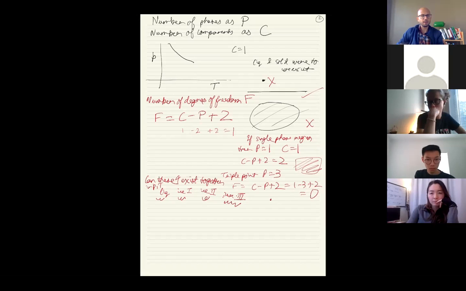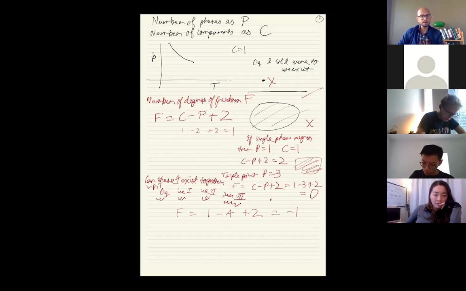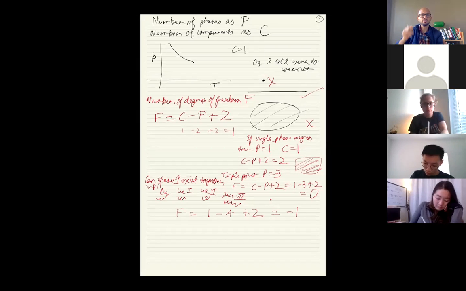What would it mean about F? F would be 1 minus 4 plus 2, which is equal to negative 1. Negative degrees of freedom makes no sense. You don't even have a point. So this is already a deep insight that in a pressure temperature phase diagram, you cannot have 4 phases existing at the same pressure and temperature. It's simply not possible. They simply cannot coexist. They cannot be an area, they cannot be a line, they cannot be a point.